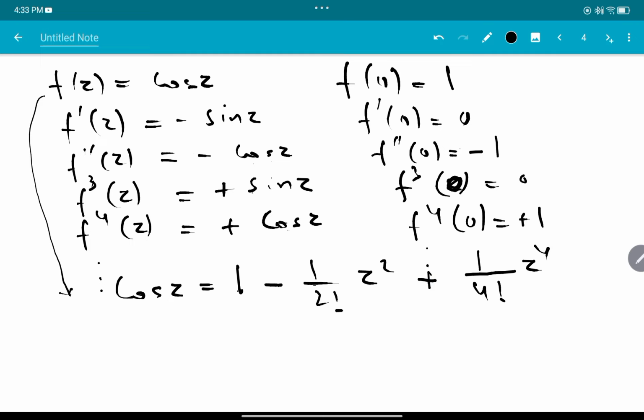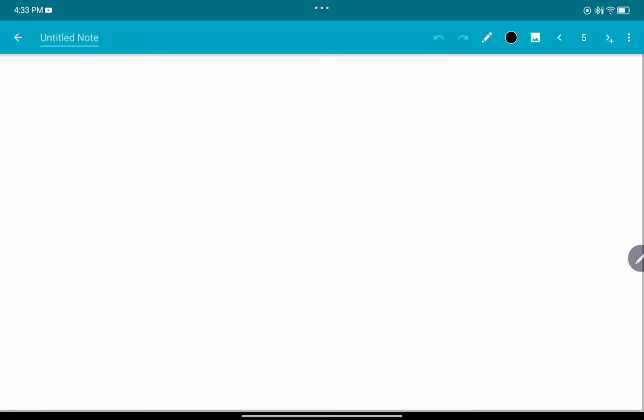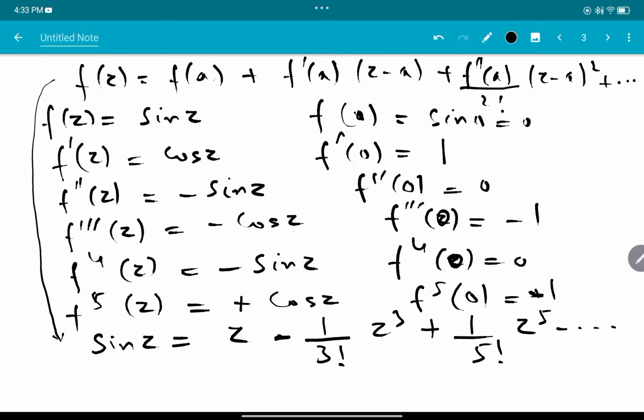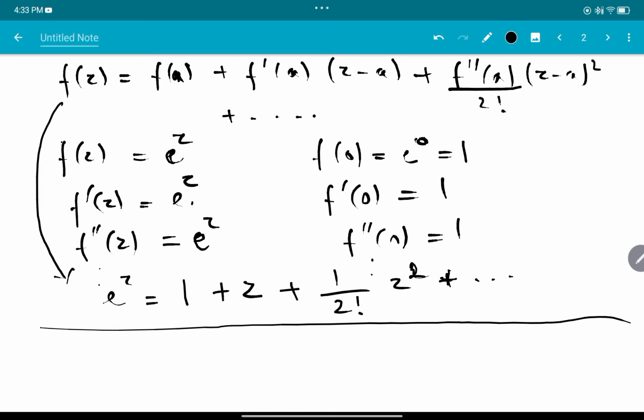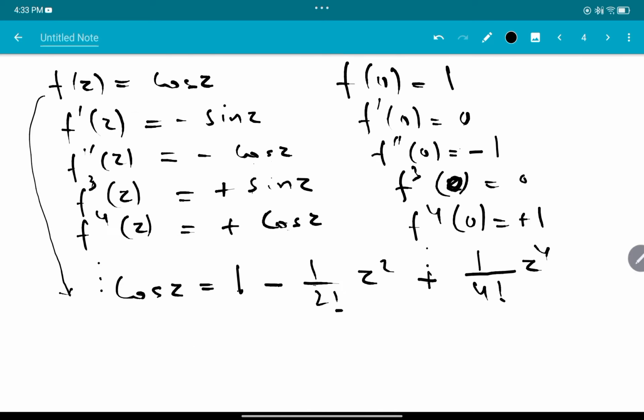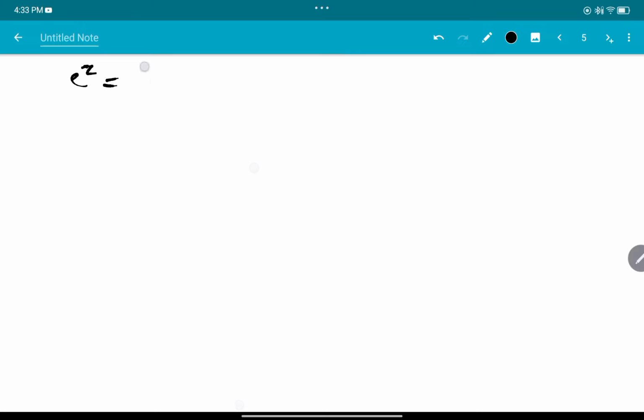So you have these 3 series that I will collect here. I will write them here on this page. First, e raised to z is equal to e raised to z. We had here 1 plus z plus z square by 2 factorial plus z cube by 3 factorial plus dot dot dot.